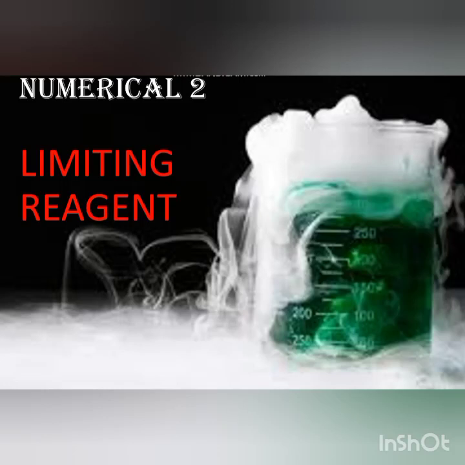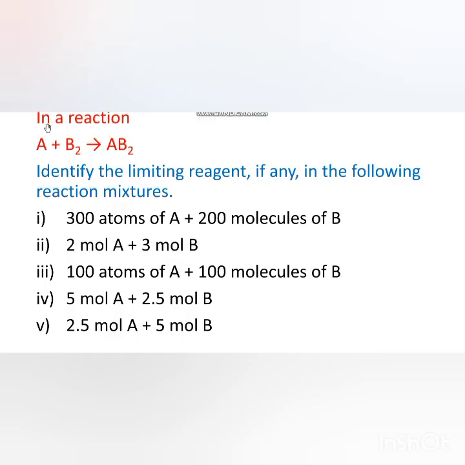Numerical on limiting reagent. In a reaction A plus B2 giving you AB2, there are a total of 5 parts and I will be solving all of them in the video. The question is, in a reaction A plus B2 giving you AB2, identify the limiting reagent, if any, in the following reaction mixtures. So there are altogether 5 parts given.